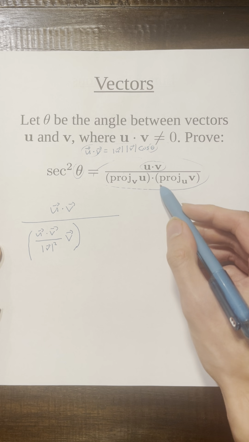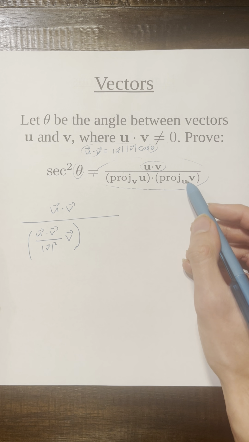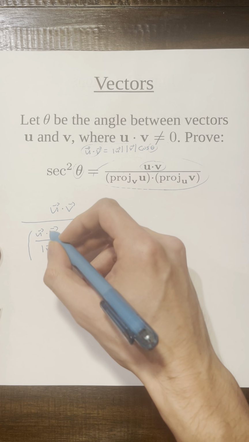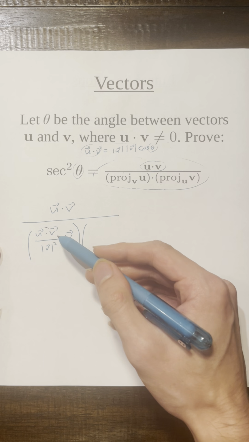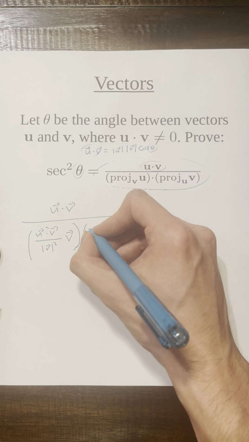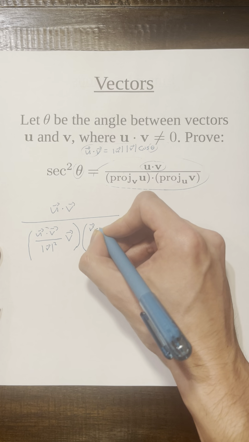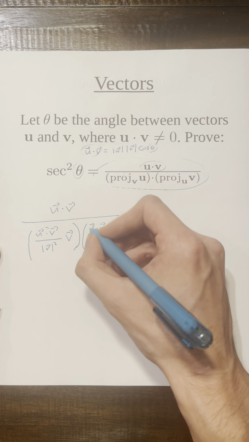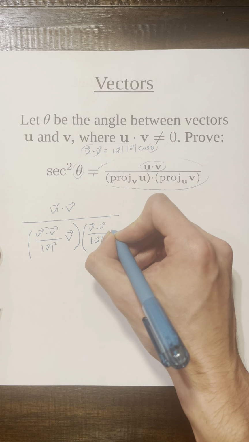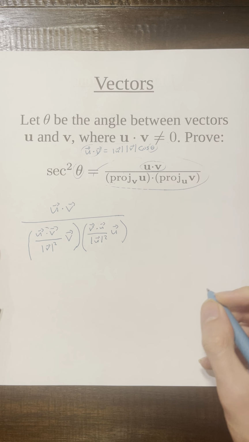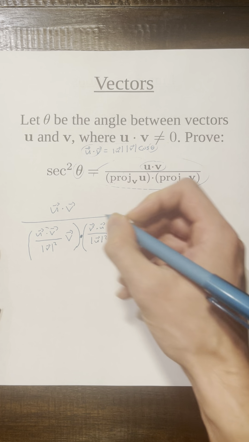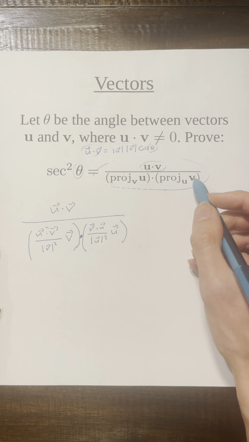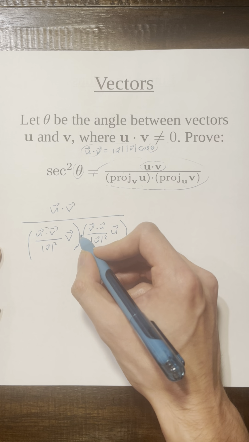What would the formula be for projecting v onto u? Well, we can pretty much copy this, but just swap u and v. So this turns into v, this turns into u, right? Because over here, we are swapping u and v. And we're taking the dot product of projection of u onto v and projection of v onto u. So this is still a dot product.